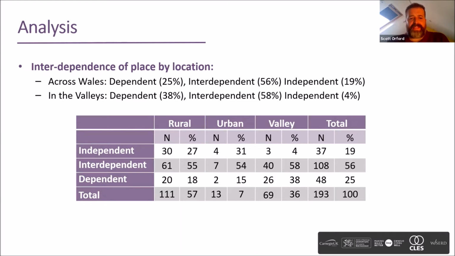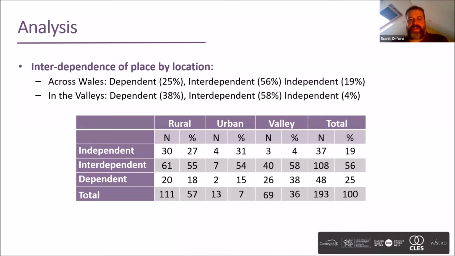So if you look at the split, the first thing you can see is that only about 1/5 of places across Wales are independent, making them relatively self-sufficient, and 1/4 are dependent, suggesting that they are reliant on other places for a lot of their assets, and the remainder are interdependent, suggesting that they're independent on some of the assets, but they're reliant on other places for other services.